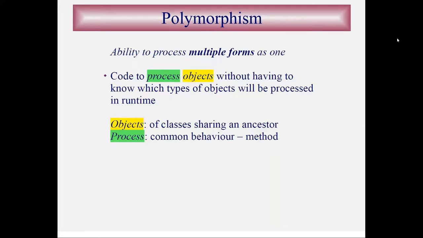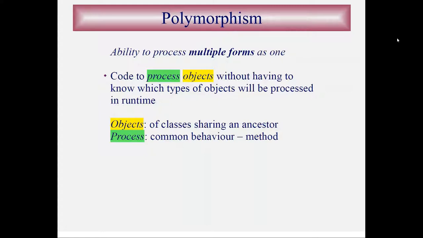Hi, today I'll be talking about polymorphism in Java. Polymorphism is the ability to process multiple types as one in the code. So you can write code to process one type, one class of objects, at compile time, and then at runtime you can execute different types of objects. Not only that, each object executes its own behavior, the behavior defined in its own class.